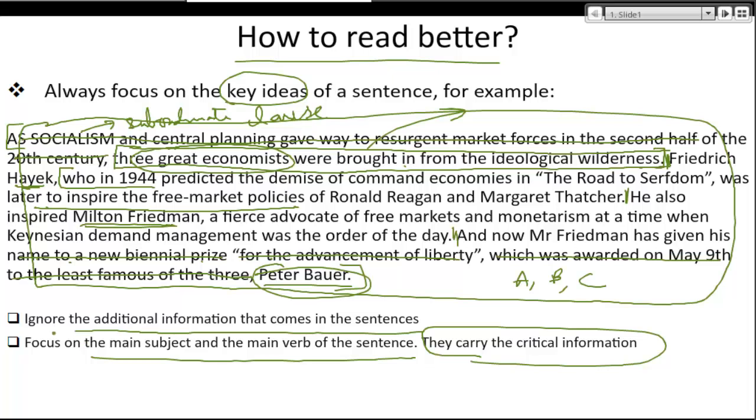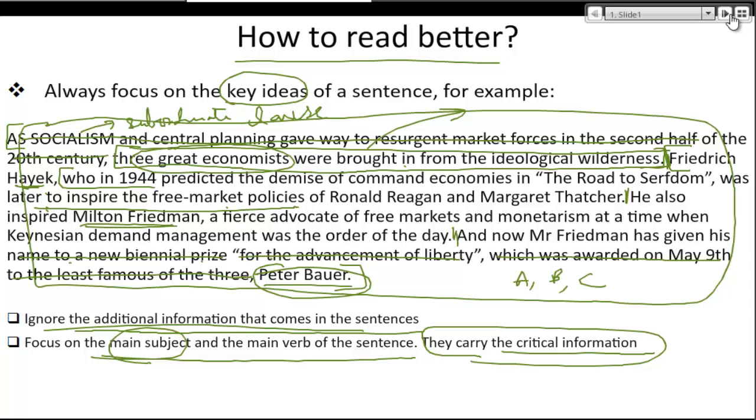So I told you, ignore the additional information and focus on the main subject and the main verb. They carry the critical information. So in this example here, in the second sentence, what is the main subject, main verb? Friedrich Hayek was later to inspire the free market policies. In other words, Friedrich Hayek is one of the economists. Whether he inspired someone and what did he do and whom did he inspire, that is fine. I'm not much bothered about it.